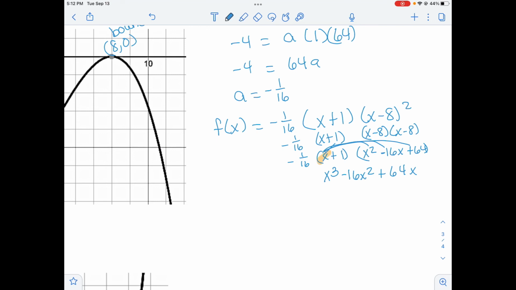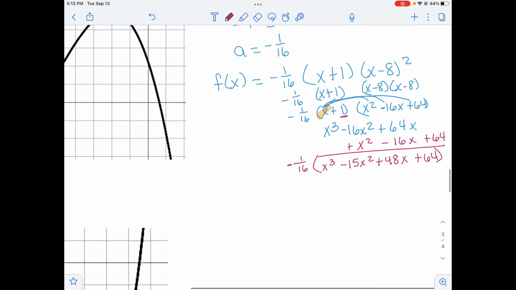So when I go to my next piece, my 1, I'm going to stack them underneath. So 1 times x squared is just x squared. We know it's plus because it's positive. Then I have a -16x, and I'm stacking it underneath like terms. That helps me combine them instead of forgetting. So then I have x cubed here, minus 15x squared, and then 64 and a -16 give me a positive 48x, and then plus 64. And then all of that still needs to be multiplied by -1/16.